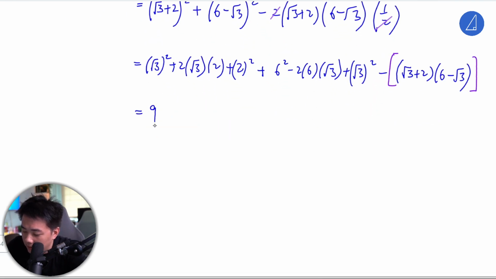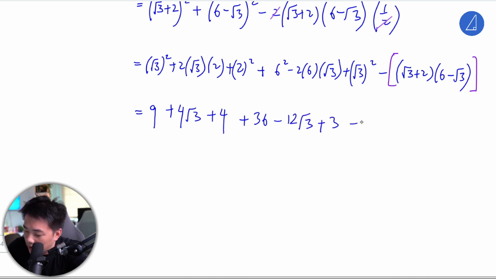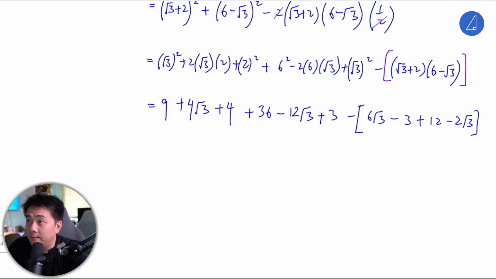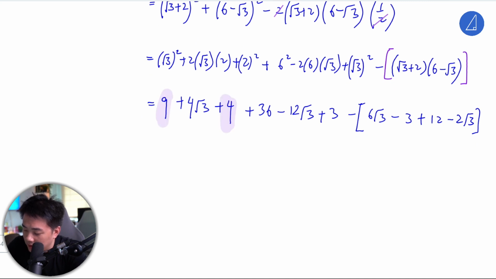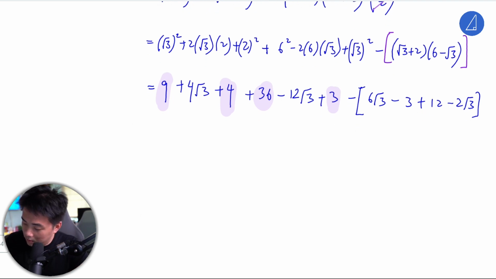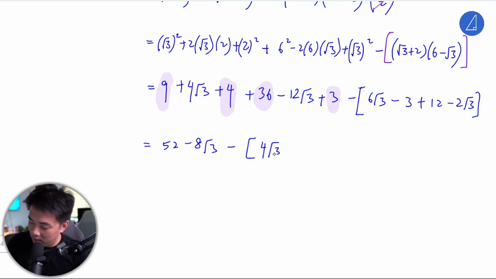Once it's done, this is 9. That will be 4 root 3. Then this will be 4. This is 36 minus 12 root 3 plus 3. Then this case will be 6 root 3 plus 12 minus 2 root 3. All right. Then I'm going to just sum all these up. All right. There will be 52. Then 4 minus 12. That will give us negative 8 root 3. Then the bracket here, 6 minus, this is 4 root 3. Then 12 minus 3 will be 9, so it's plus 9.